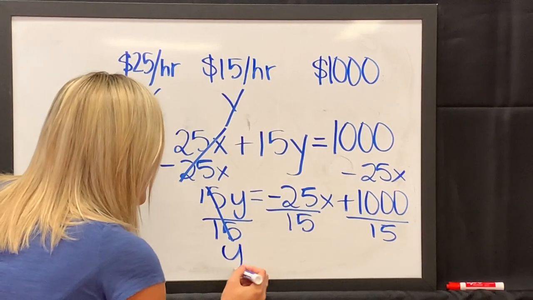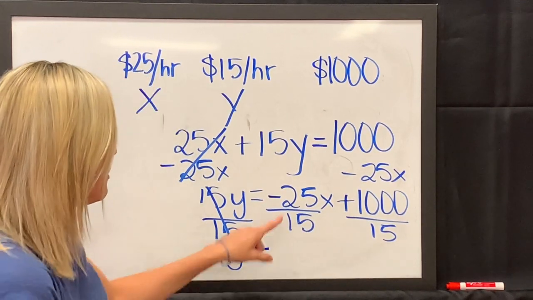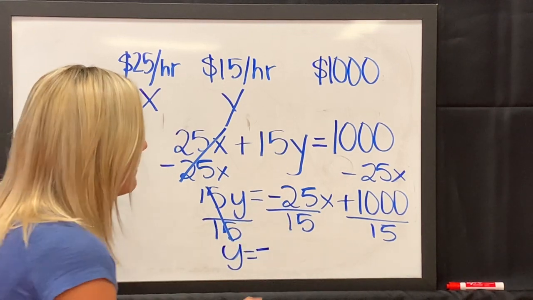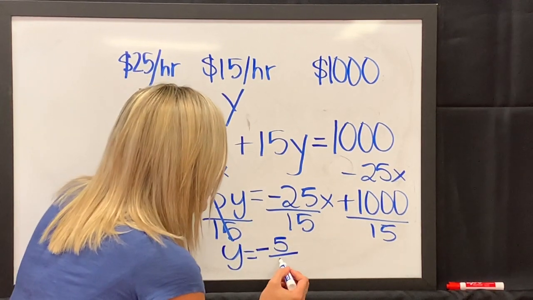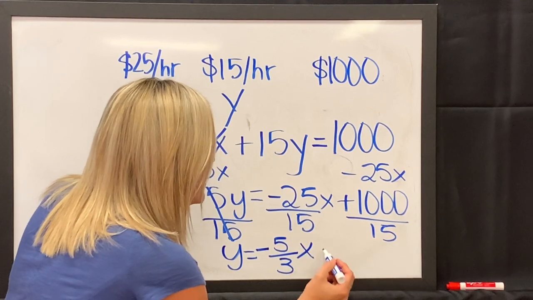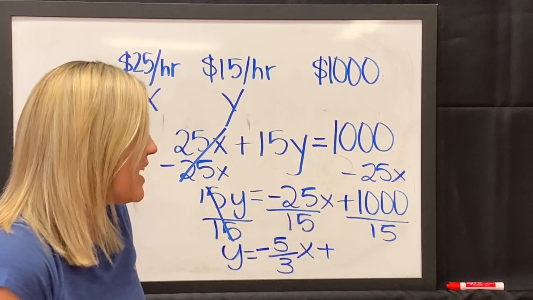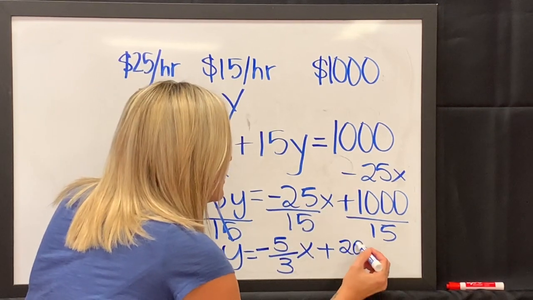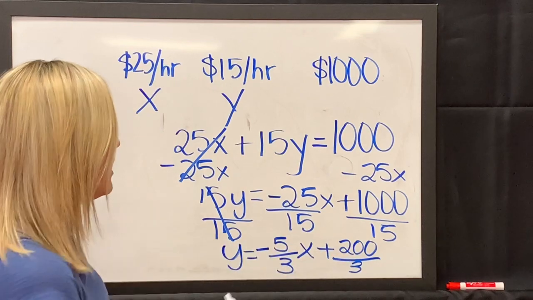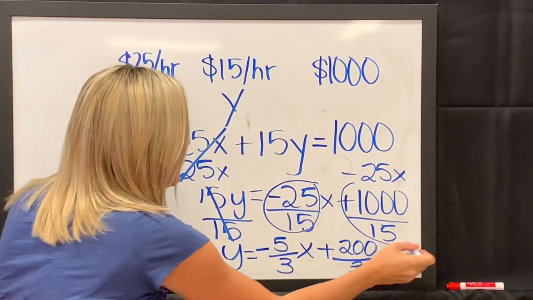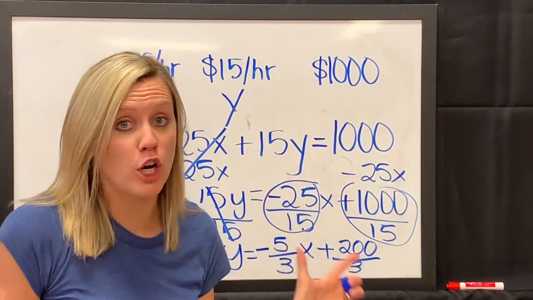And now my y is going to be by itself, and I'm going to have it in slope-intercept form. Y equals, well, I can reduce this fraction. I have to remember it's negative. And the number 5 goes into both of these. 5 goes into 25 5 times, and 5 goes into 15 3 times, and I can't forget about that x. 5 also goes into both of these numbers. 5 goes into 1,000 200 times, and 5 goes into 15 3 times. So all I did right here is I reduced this fraction and this fraction. You don't have to reduce. It just kind of helps when you graph it. You're not working with such large numbers.